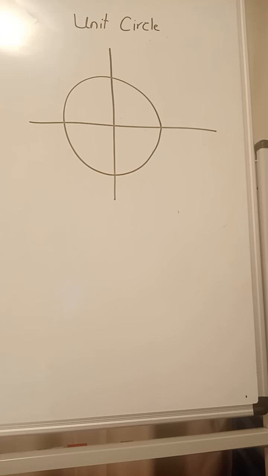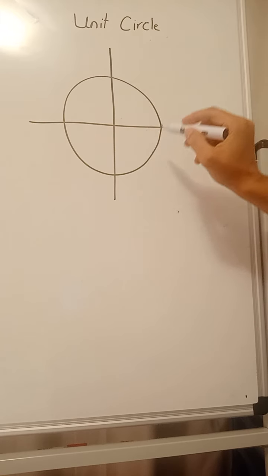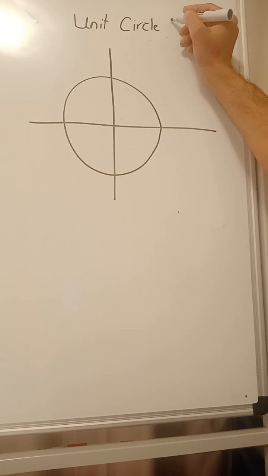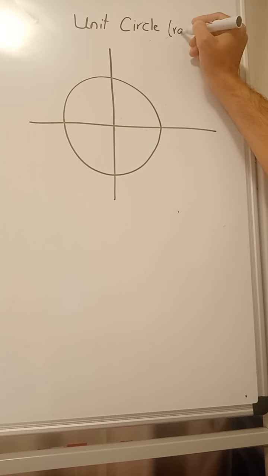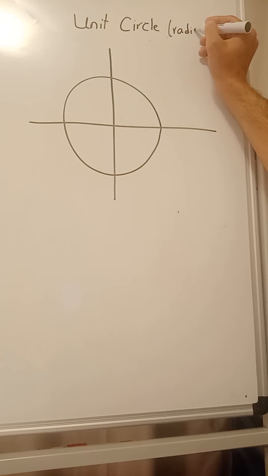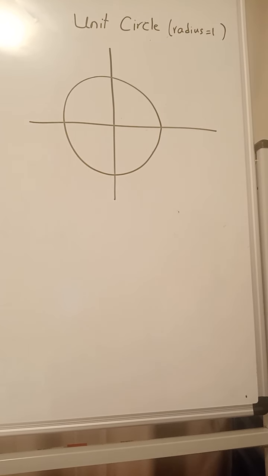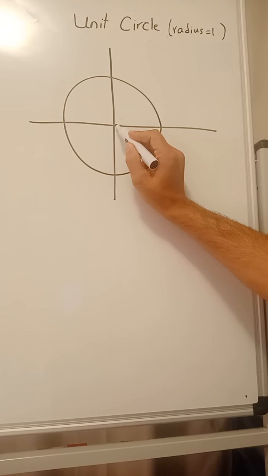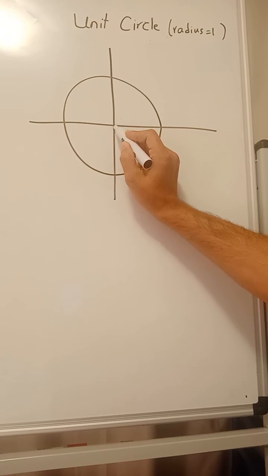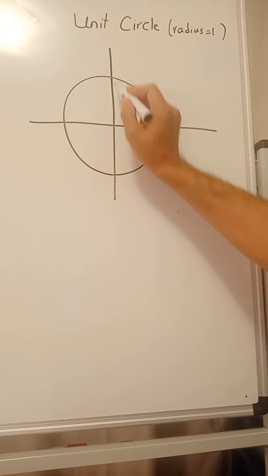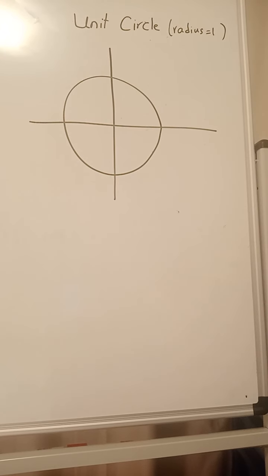Today I'm going to talk about the unit circle. As you can see, we have here a circle. A unit circle means the radius is 1. So it's like 1 unit. Now, that means the distance from here to here is 1. The distance from here to here is 1, 1, and 1 as a distance.